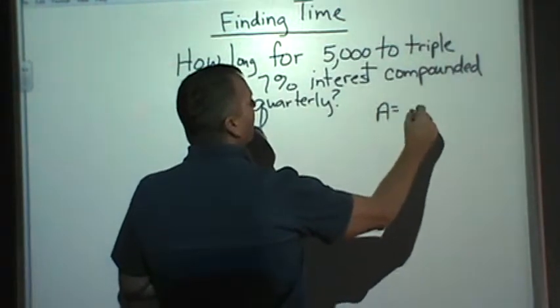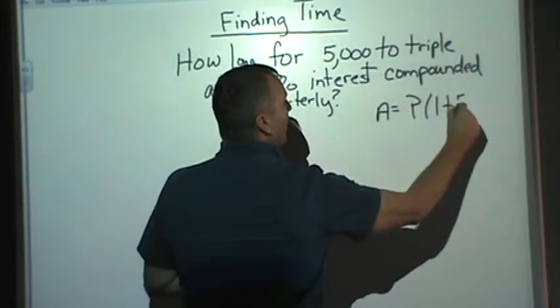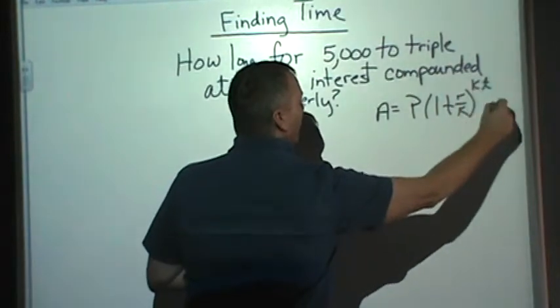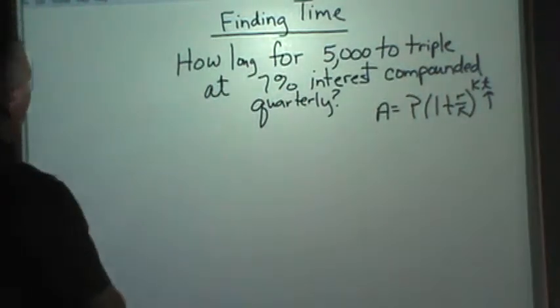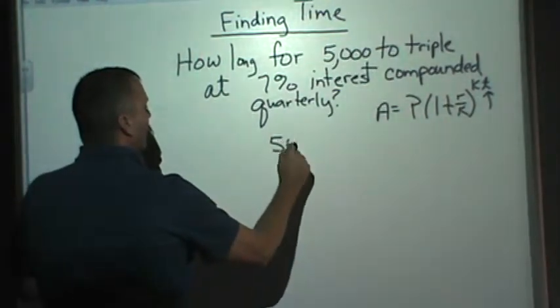the amount equals principal times (1 plus r over k) raised to the kt. And we're solving for that t. We plug everything else in. All right, so we have our principal. We're putting in $5,000.